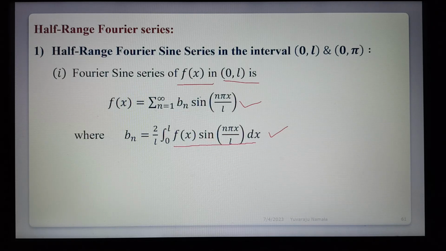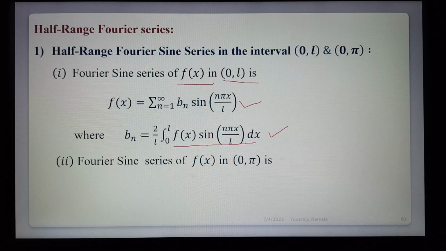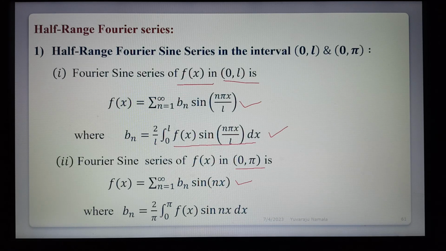Similarly, in the interval 0 comma pi, replace L by pi in the above formula. That is, f of x is equal to summation n equal to 1 to infinity bn sin nx, where bn is equal to 2 by pi integration 0 to pi f of x sin nx dx. So this is the half range Fourier sine series.